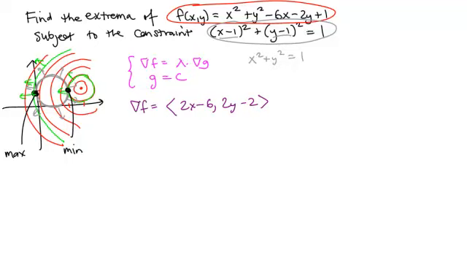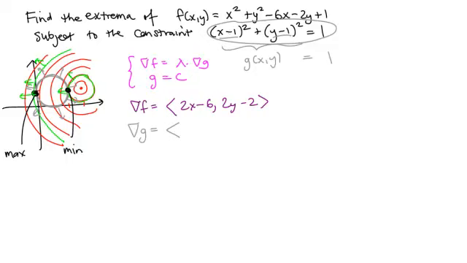On the other hand, our constraint equation, this expression right here, takes the form of a function g of xy equals a constant. So it's a level set of a particular function. The function is x minus 1 quantity squared plus y minus 1 quantity squared. So that would mean that the gradient of this function g is just going to be the derivative of this expression right here. If we differentiate with respect to x, we're going to get 2 times x minus 1. If we differentiate it with respect to y, we're going to get 2 times y minus 1. And if I clean that up, that's just going to be 2x minus 2 and 2y minus 2.